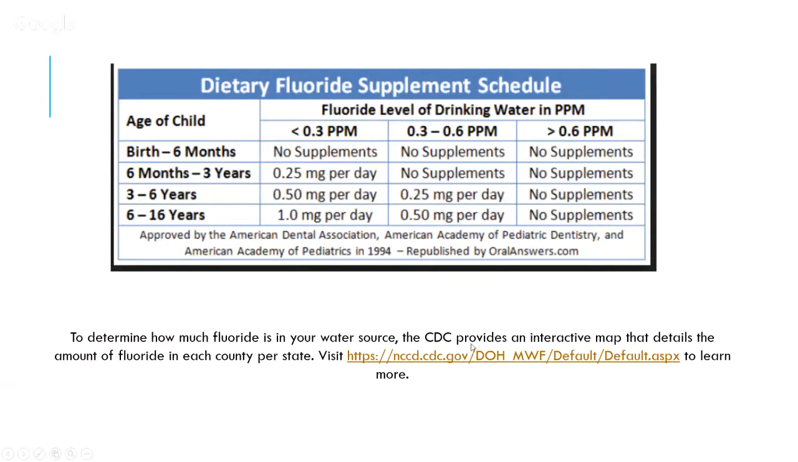I came across this from the CDC. I will post my PowerPoint also in case anyone is interested in looking at these resources. But if you visit this website, the CDC has this interactive map. So you choose which state you live in, and then you can choose the county you live in, and it will tell you how much fluoride is in your water. So that way you can determine how much fluoride you and your children are receiving, and if there's supplementation that is needed or not.